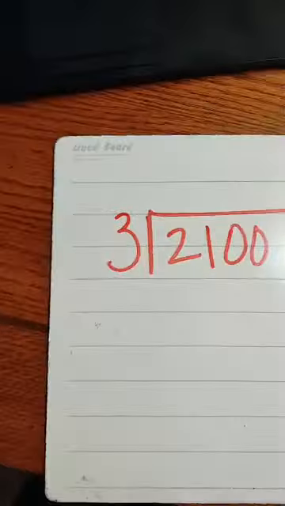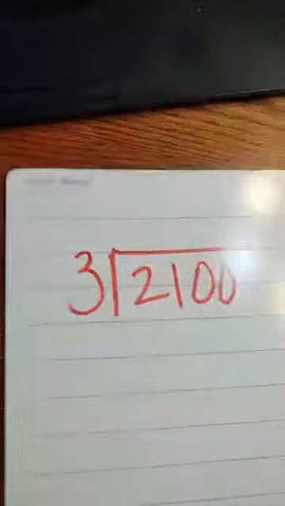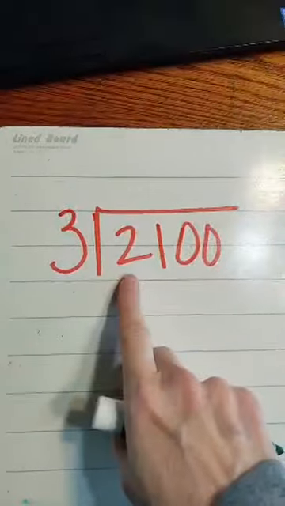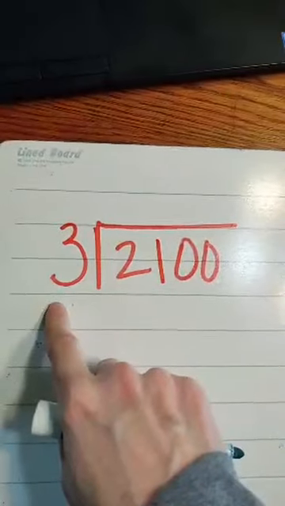Hi, fourth graders. We're going to talk about division with zeros in our three-digit answer, okay? So let's take a look at what I mean by that, all right? I've got a number here, and I started with a pretty easy one. 2100 divided by 3, okay?